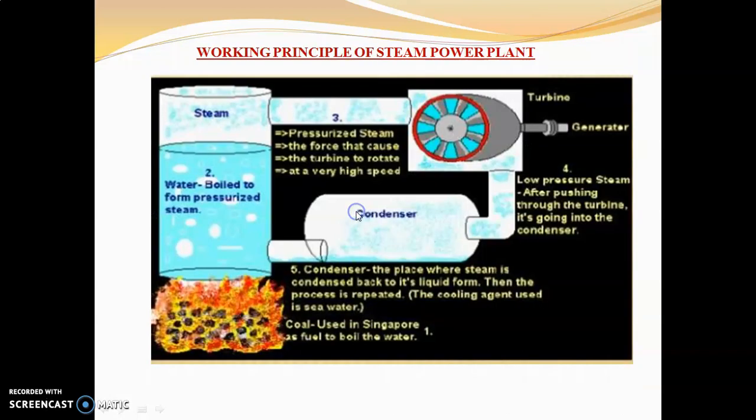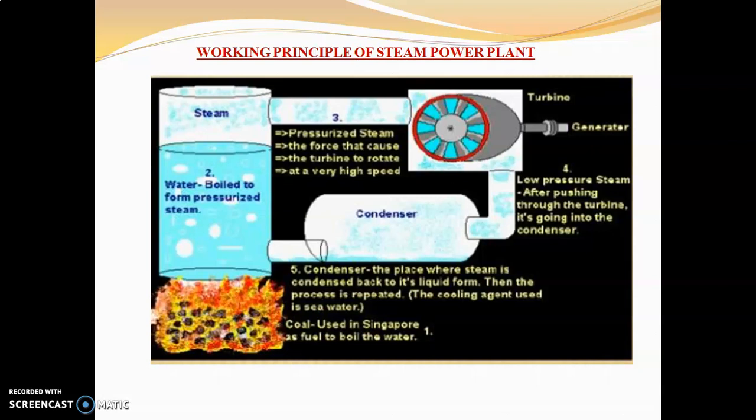Okay. Now we are going to study the working principle of a steam power plant. Steam is an important medium for producing mechanical energy. A steam power plant is also called a thermal power plant. It converts the energy stored in fossil fuels into heat energy. Fossil fuel means coal, oil, natural gas, etc.